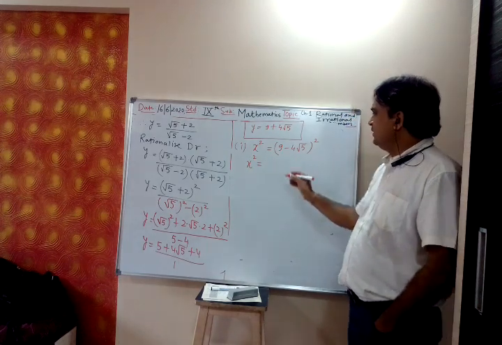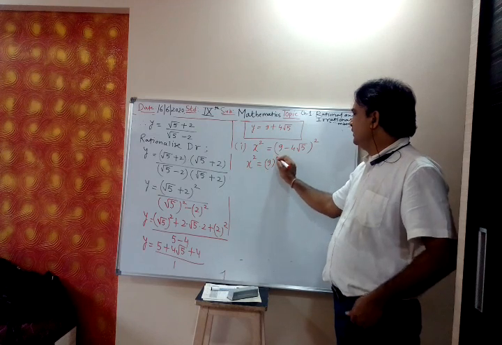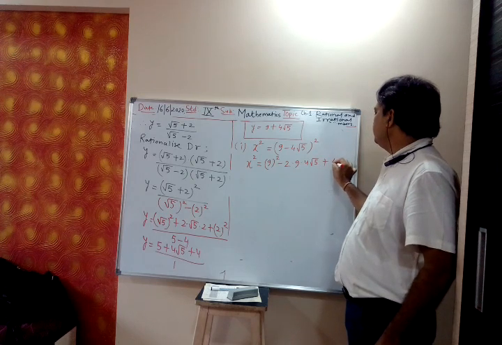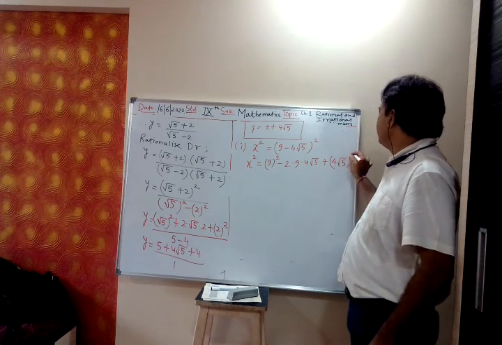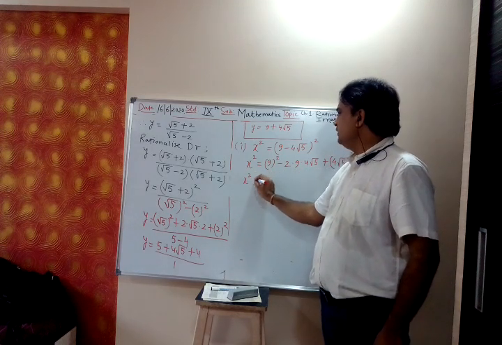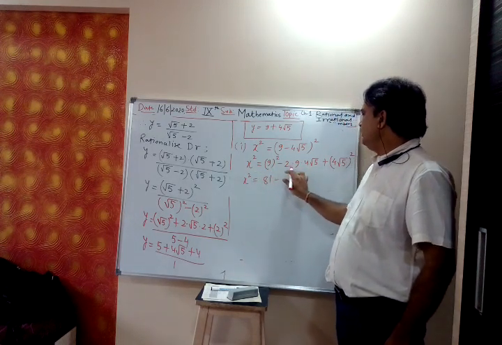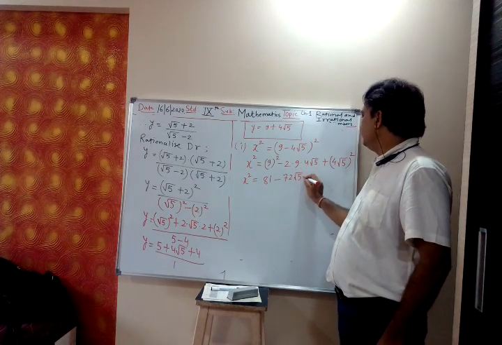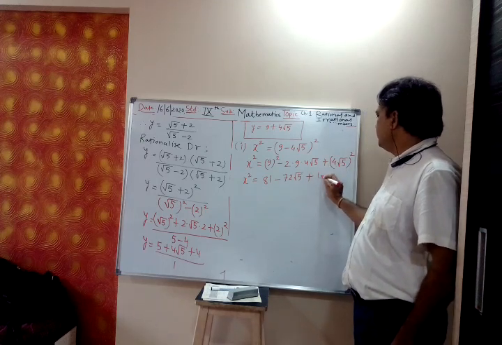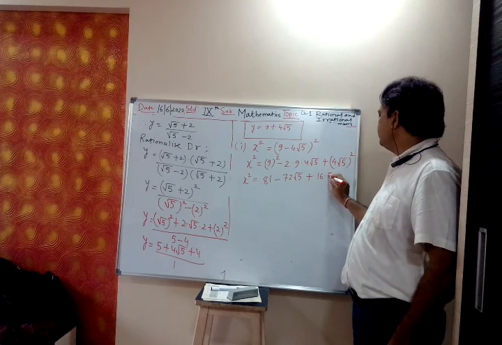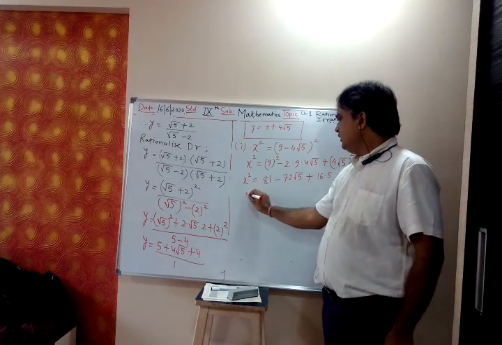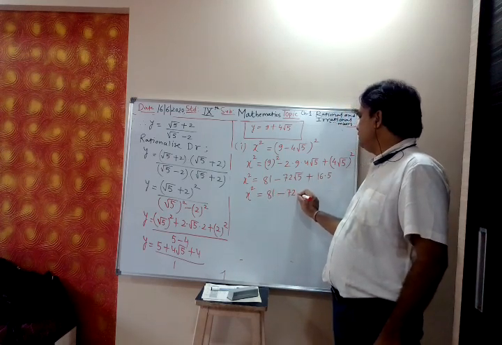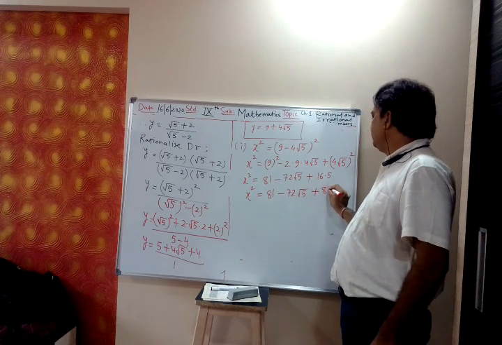So a minus b whole square. That is 9 square minus 2 into 9 into 4 root 5 plus 4 root 5 square. So x square is 9 square, 81; 2 into 9, 18, into 4, 72; 72 root 5 plus 4 square, 16 into root 5 square, which is 5, 16 into 5. So 81 minus 72 root 5 plus 80.